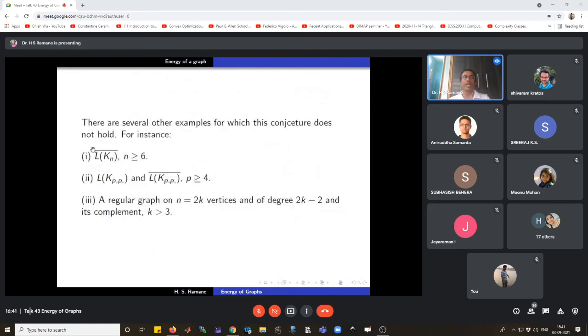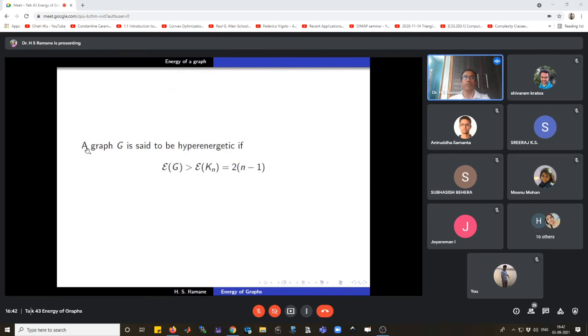You can take the complement of the line graph of Kn, that is also hypernergetic. You take the line graph of a complete bipartite graph with partition sizes p, p. That is a regular graph, and its complement. For that also, this conjecture fails. You take a regular graph on 2k points, where k is an integer, n equal to 2k points, with degree 2k minus 2. Then also that graph is hypernergetic as well as its complement.